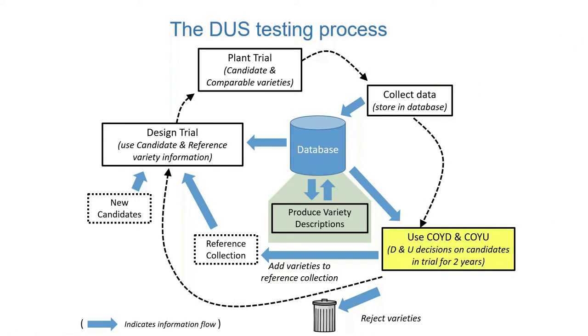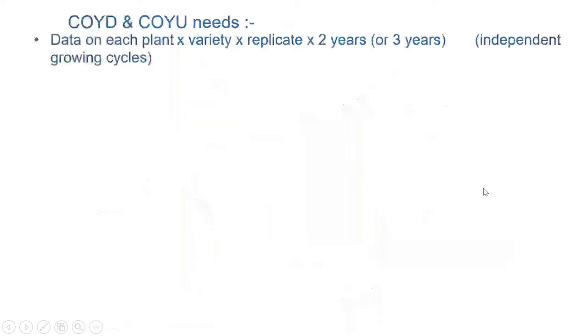There we go. COYD and COYU fit into the DUS testing process. In essence, we have candidates and a reference collection of comparable varieties. We design a trial, we plant the trial, we collect the data, and we analyze it, and we use COYD and COYU, and we make distinctness and uniformity decisions on those candidates. As a consequence, we either reject varieties or we add the candidates to the reference collection, and then we move on with the next trial and so on. So it's a cycle of data, and COYD and COYU are in there for the decision making.